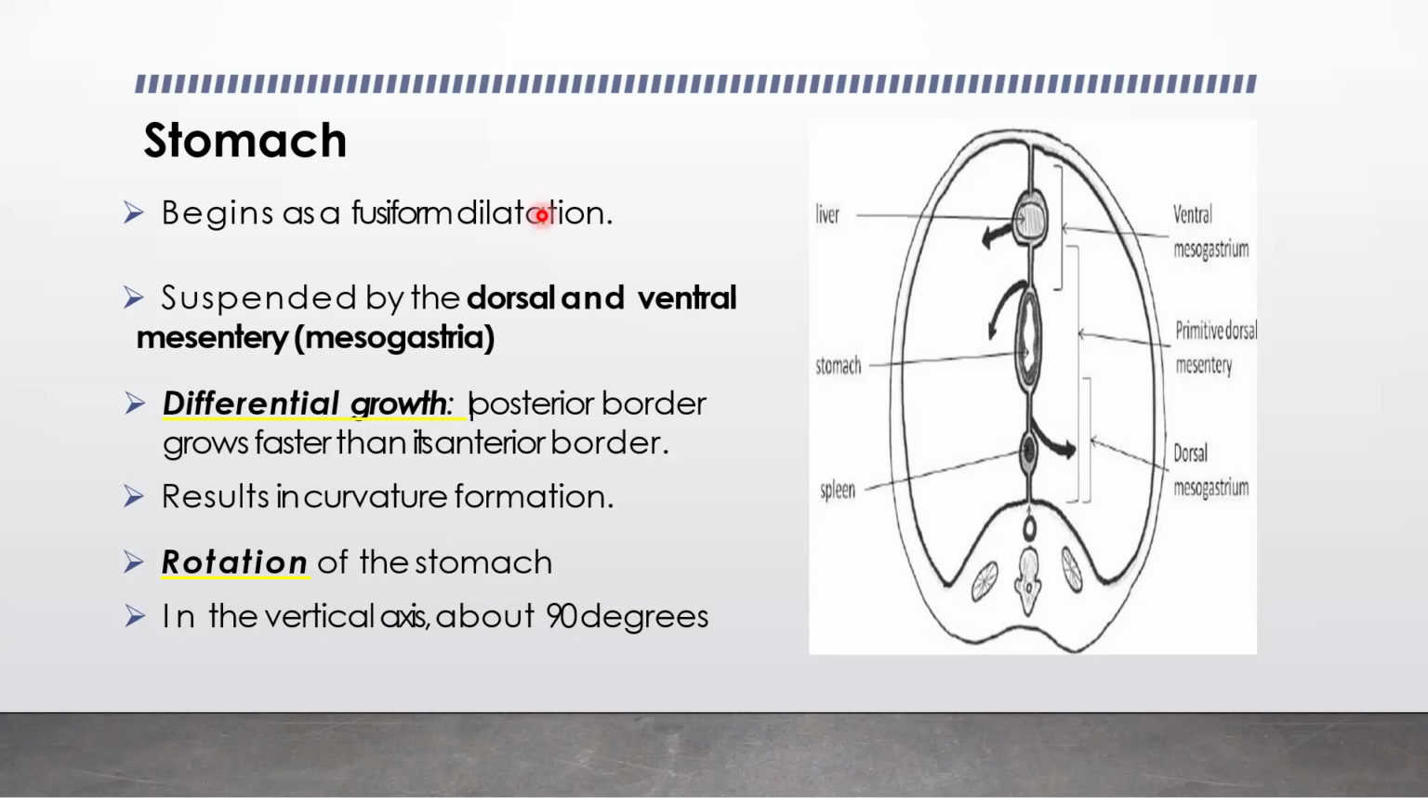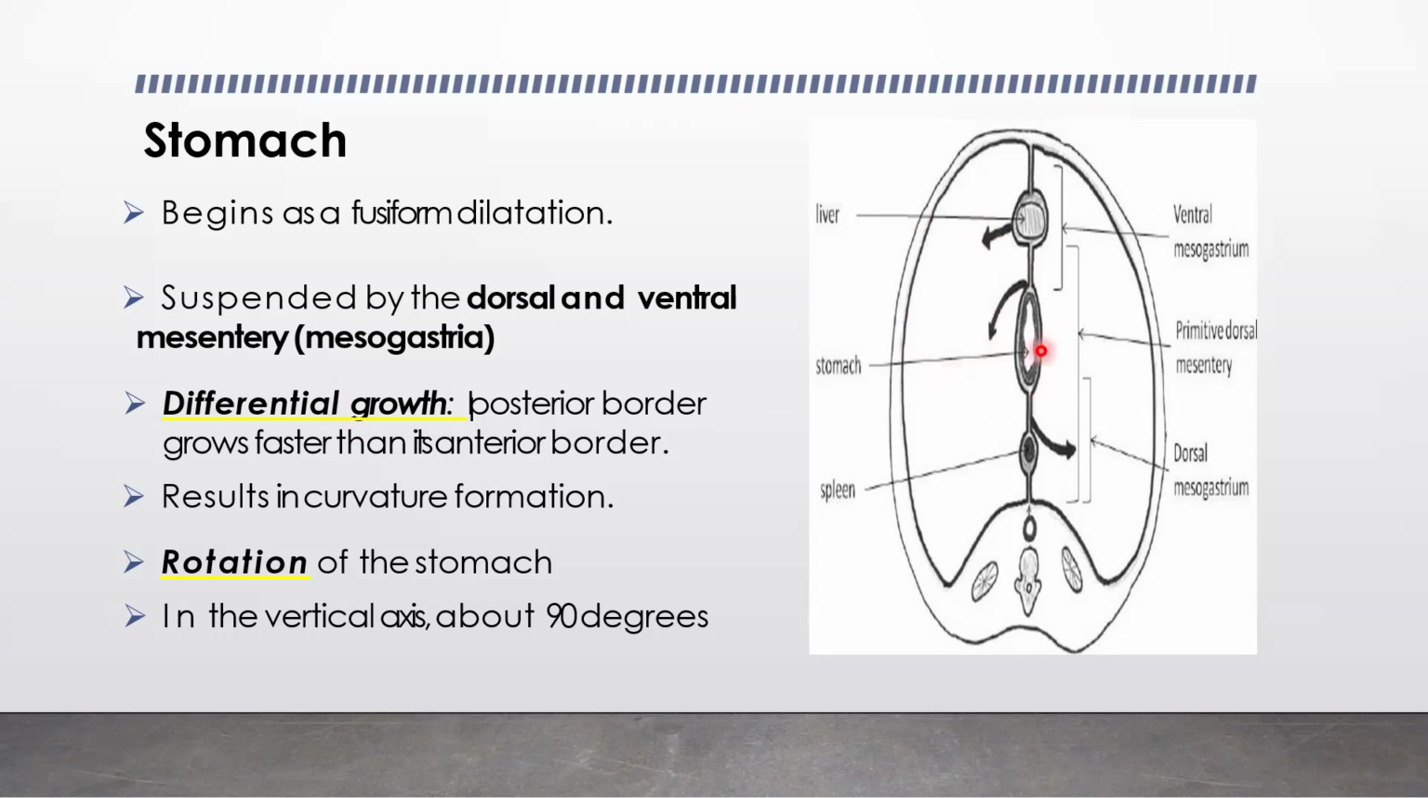So if it undergoes dilatation, after dilatation you have it undergoing differential growth. The differential growth will be such that the posterior aspect develops more than the anterior aspect. That will lead to formation of the lesser curvature and the greater curvature. After that, you'll have the stomach undergoing rotation. The rotation will be 90 degrees in such a way that the anterior part will now be towards the right side.